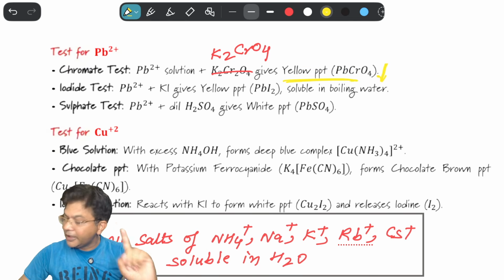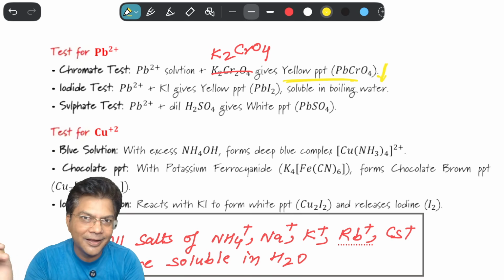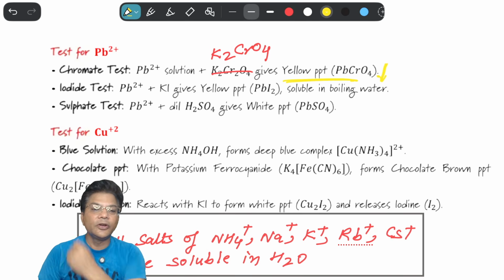It's written over here. Yellow papita, yellow papita. Babita, yellow papita. So it's yellow PPT.